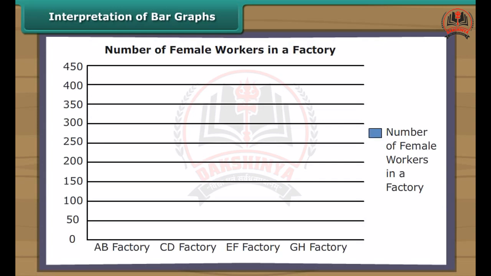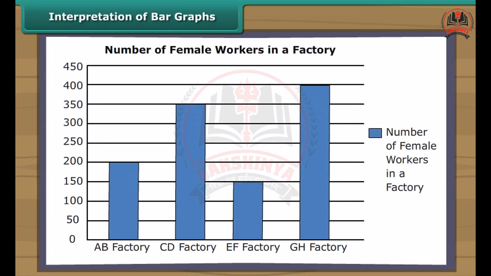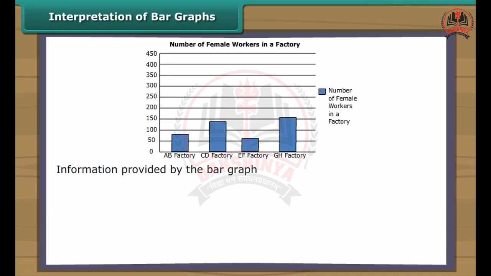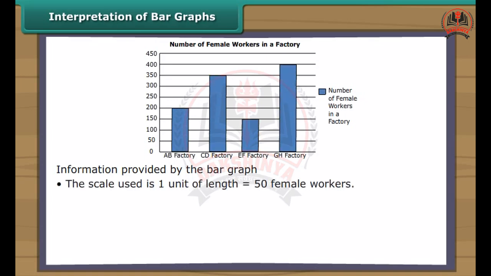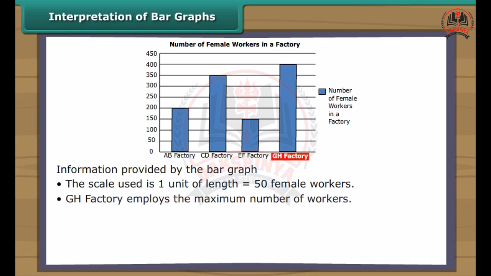Let us interpret one more bar graph. This is a vertical bar graph. It shows details of female workers in a factory. It is clear from the bar graph that the scale used is 1 unit of length is equal to 50 female workers. GH factory employs the maximum number of workers.